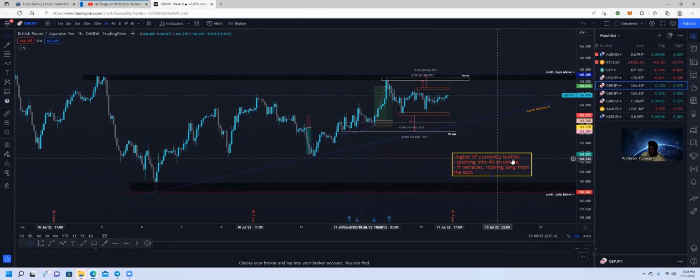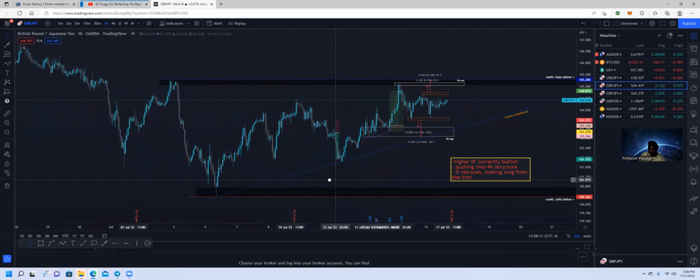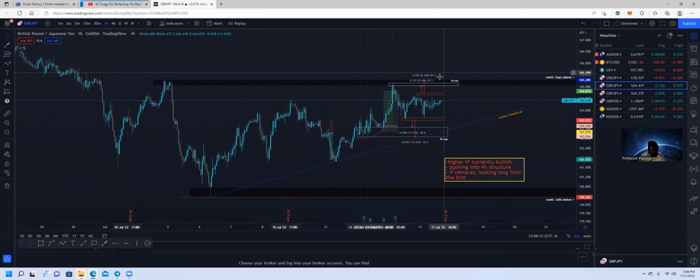GJ higher time frame is currently bullish, pushing into 4H structure. Current price action, if it retraces, I'm looking for longs from the bottom. So I want to see how price action reacts once it gets back to this zone. Potentially coming into the Asian session, knowing what I know about the Asian session, we could get a liquidity grab above this level and potentially go short from there.